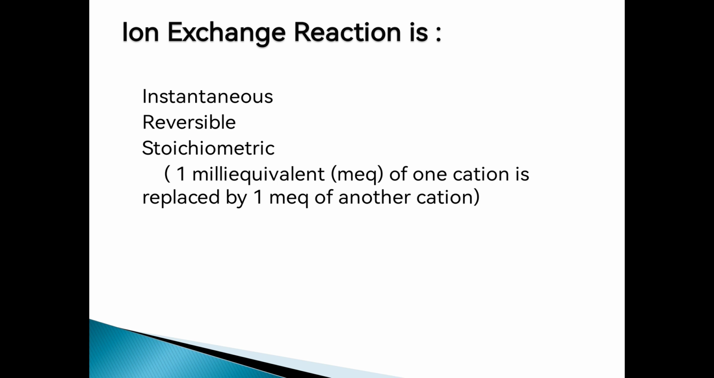The ion exchange reaction is instantaneous. Ibig sabihin tuloy-tuloy. Reversible. Reversible is from X to Y or from Y to X, vice versa. Stoichiometric, meaning 1 milliequivalent of one cation is replaced by 1 milliequivalent of another cation. It should be balanced. 1 meq of a particular ion is equivalent to 1 meq of another cation.